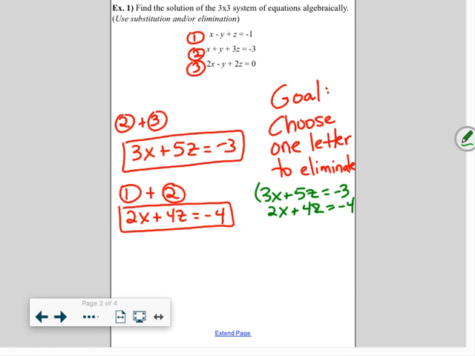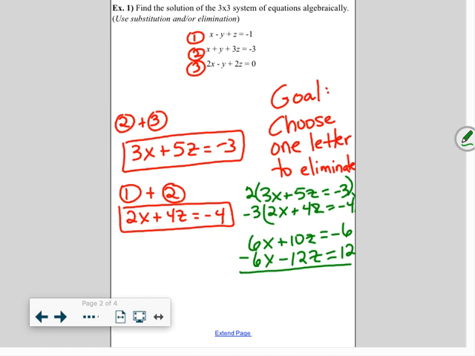To get rid of x, I'm going to multiply the top one by 2 and the bottom one by negative 3. So that's 6x plus 10z equals negative 6. Don't forget to multiply everything by 2 in the top one. Then I'll get negative 6x minus 12z equals positive 12. Adding those together, this is the elimination method, I'm getting z is negative 3.